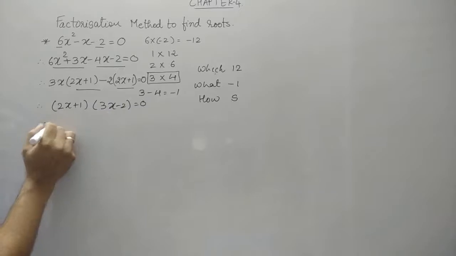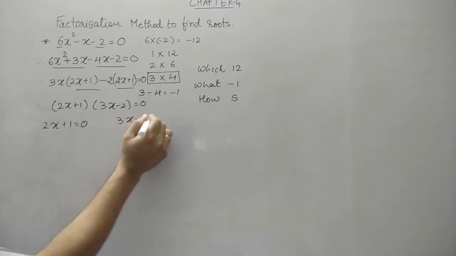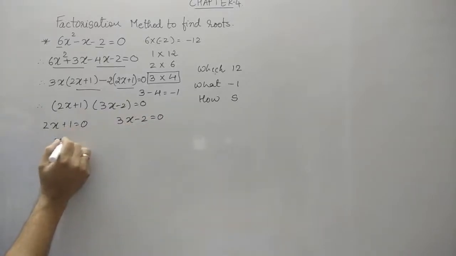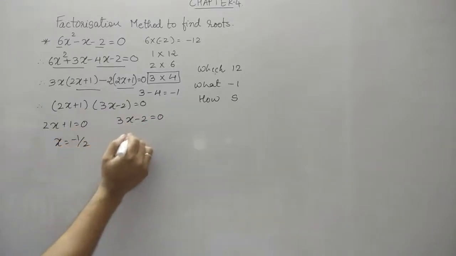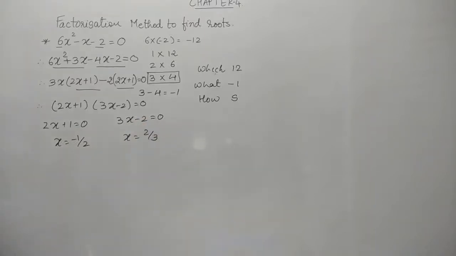So now we can say that 2x plus 1 is 0 or 3x minus 2 is 0. We obtain the answers x is minus 1 by 2 and x is 2 by 3. These are the values which we obtain. Now let's do one more question to understand this, again by the same method, that is factorization.